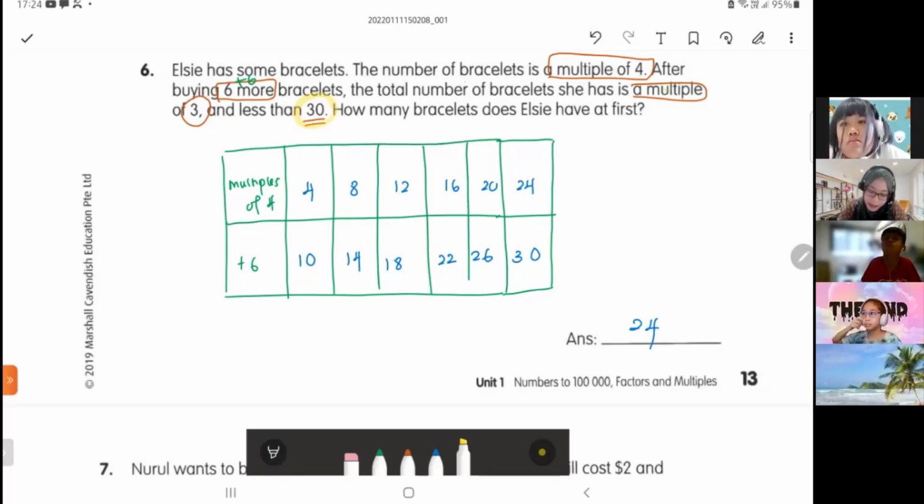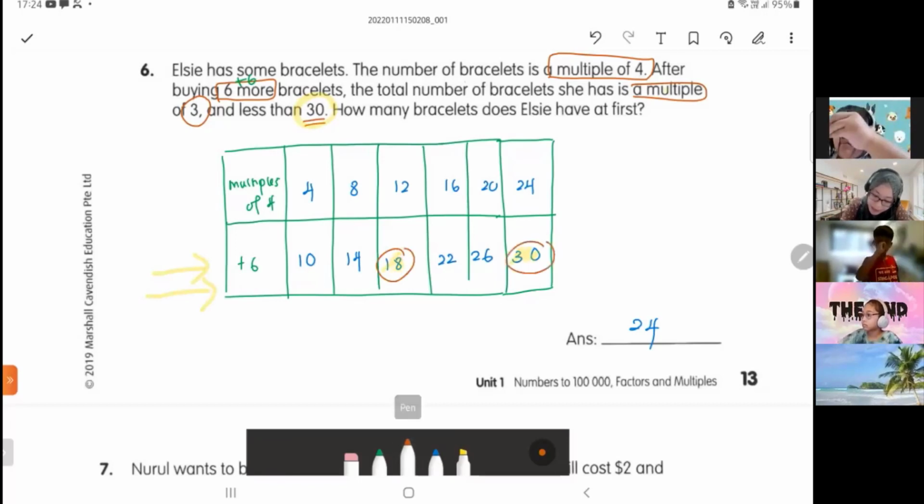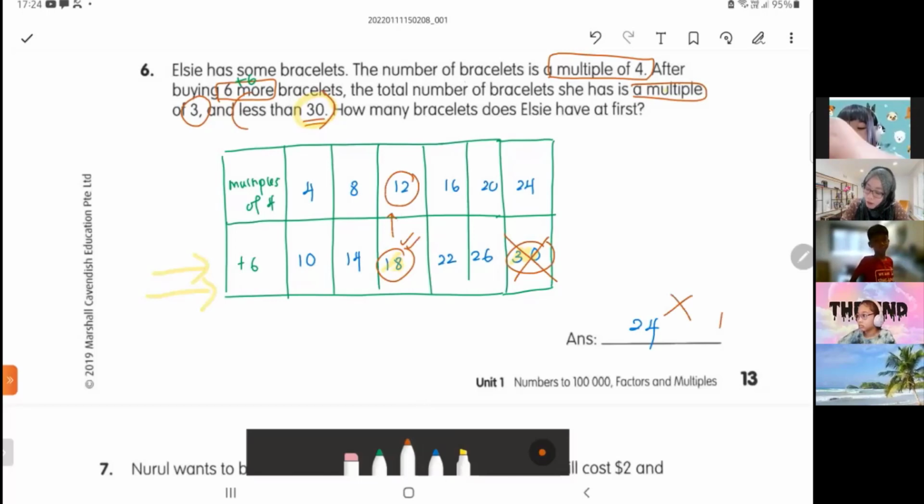Now look at the final row here. Which one is a multiple of 3? 30 is a multiple of 3. 18 is a multiple of 3. So it's between 18 and 30. But it must be less than 30, so 30 is out. So it's this one. Now we look at the number on top. What is it? 12. So it is not 24, but 12, right?